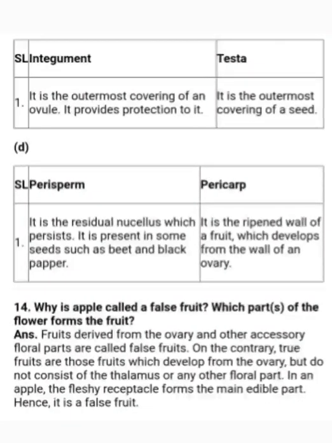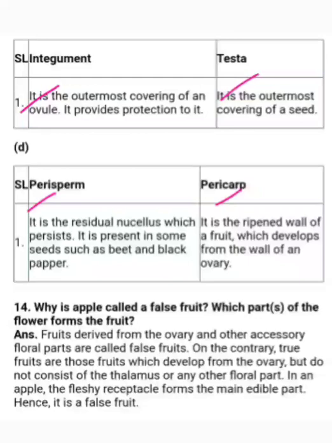Now next C part, difference between integument and testa. Integument is the protective covering or outermost covering of the ovule, whereas testa is the outermost covering of seed. Seed coat has testa and tegmen. Tegmen is the inner covering and outer covering is known as testa. Now next is difference between perisperm and pericarp. Perisperm is the residual nucellus which persists, and this is present in the seeds of beet and black pepper. Whereas pericarp is the fruit wall, the ripened wall of a fruit which develops from the wall of ovary.